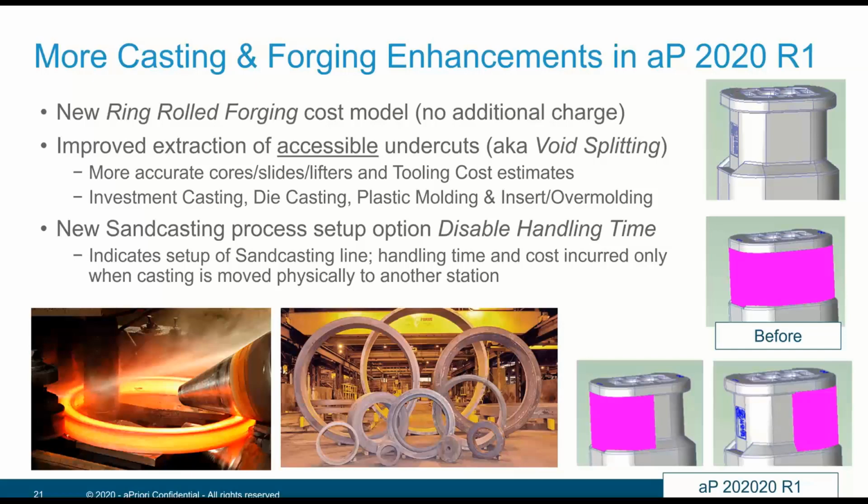But depending on the actual configuration of the line, in reality, one or more of the processes in the routing may be performed at the same station rather than being moved to a distinct station for each process. So for example, you might do finishing and visual inspection at the same station. So we've added a new process setup option called disable handling time to each of the processes in the routings that involve a handling time component. You can just use that by checking it on or off to indicate if that process is performed at a distinct station or at the same station as another process, so we don't double count the handling time.